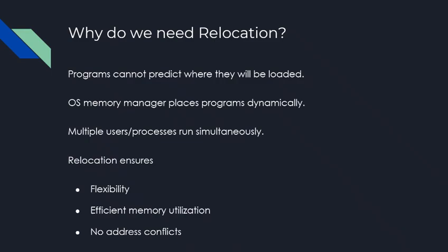Now let's see, why do we need relocation? It is required because we cannot predict where in memory a program will be loaded. Many programs run at the same time. The operating system decides where to place each program dynamically. Relocation avoids address conflicts and ensures efficient use of memory. It gives flexibility so programs can run smoothly in multitasking environments. So, we need relocation.